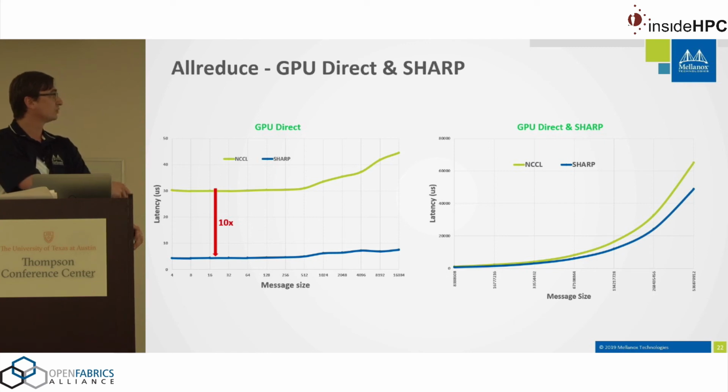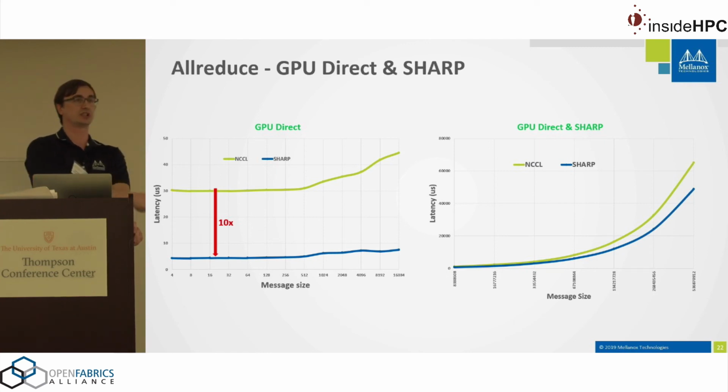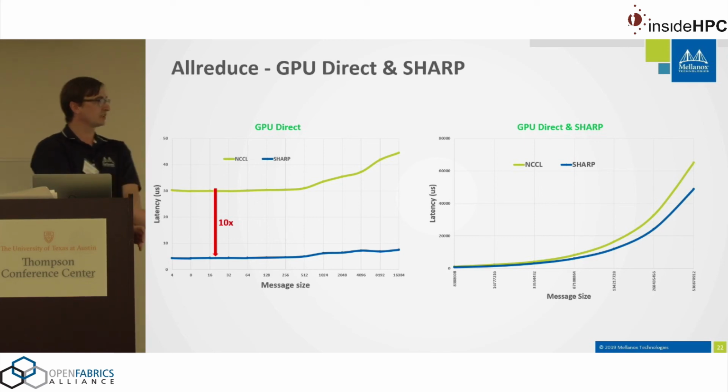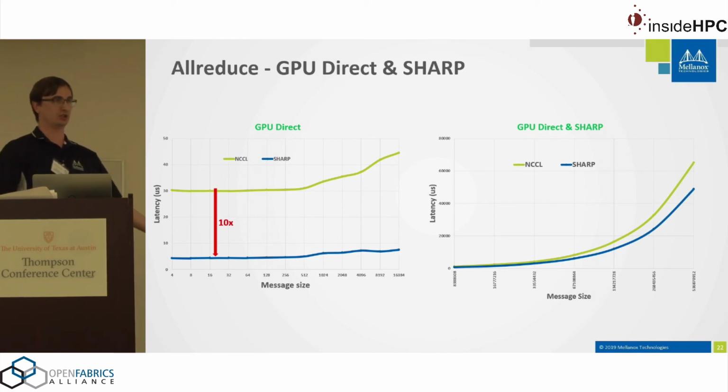So this is Sharp with the GPUDirect technology, where we can copy the data directly from the GPU buffer and process it in the network. For large data, as I was previously saying, obviously as you start increasing the amount of data that has to be processed through the GPU, that gap is going to start to narrow. But nonetheless, we're still seeing significant improvements for large messages when using Sharp.